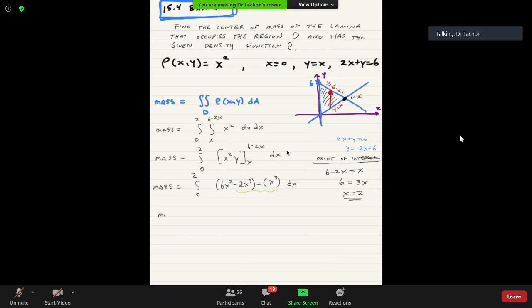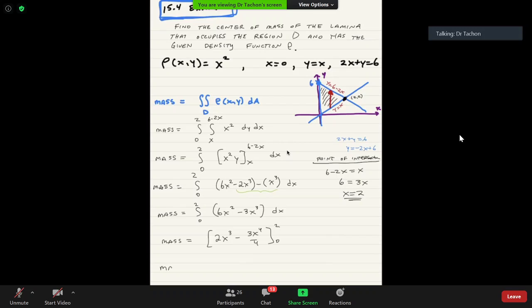So the mass, and we'll integrate from 0 to 2, you're going to have 6x squared minus 2x cubed and minus another x cubed, so minus 3x cubed. We want to integrate this. So the mass is going to be 6x cubed over 3, so 2x cubed, minus 3x to the 4th over 4. We want to evaluate this from 0 to 2.